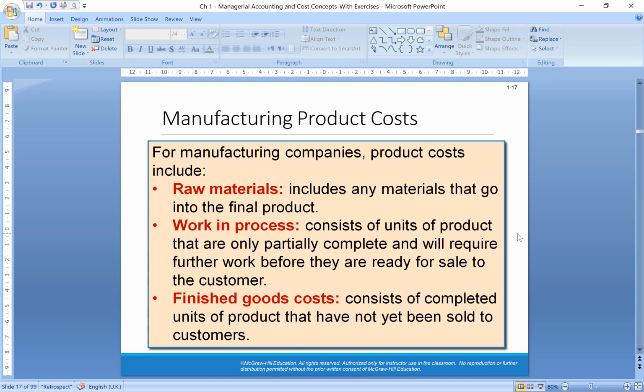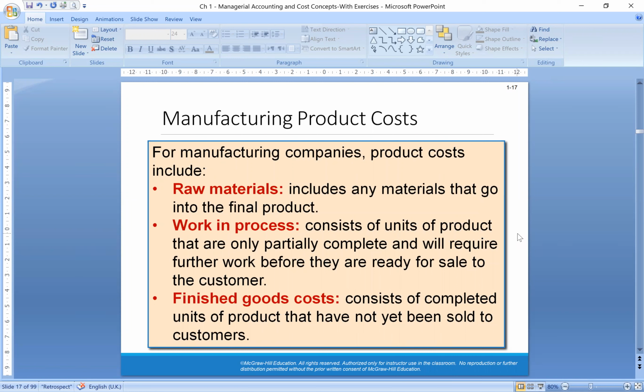The production is completed, but awaiting sale. In between, we do have the work in process or work in progress, and we call it semi-finished goods, which consists of units of product that are only partially complete and will require further work before they are ready for sale to customers. Then remember that we are selling only from the finished goods, and we are not selling from raw materials or work in process.